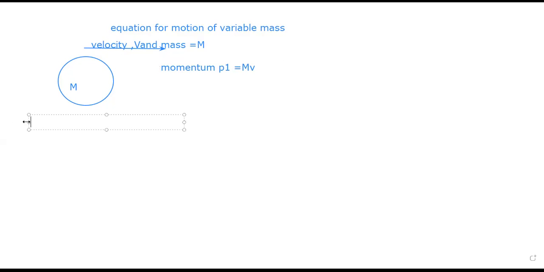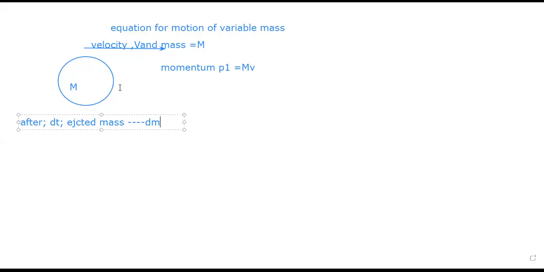And after a very small interval of time, which I denote with dt, a very small amount of the mass is ejected out. The ejected mass we denote with dm. When this mass is coming out, we have to consider what its state is, whether it is at rest or in motion. So we consider that this ejected mass is also moving, and then we have to represent the direction of this ejected mass also. So this is the reaction.